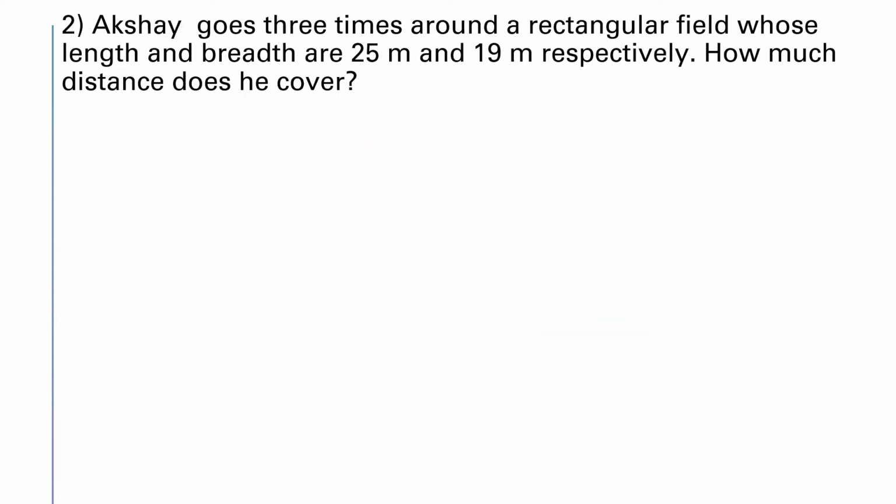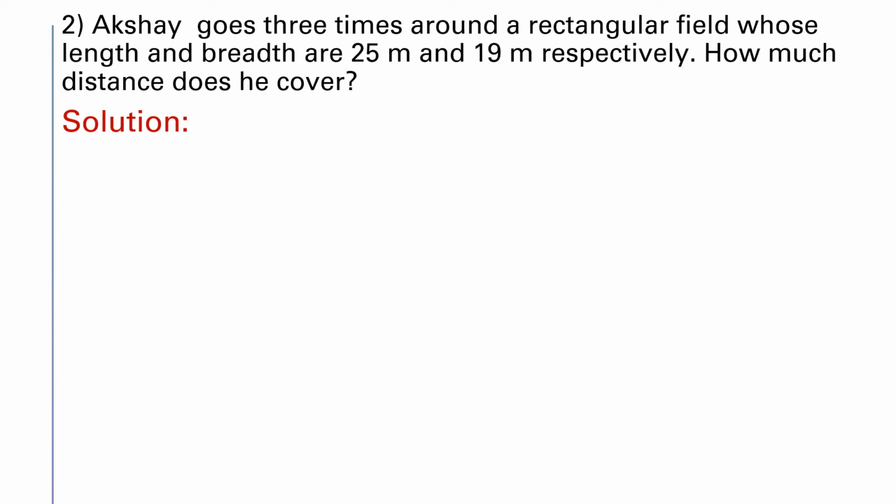Let us solve one more question. Question number 2. Akshay goes 3 times around a rectangular field whose length and breadth are 25 meter and 19 meter respectively. How much distance does he cover? Now tell me what we have to find in this question. Area or perimeter? Read the question carefully.